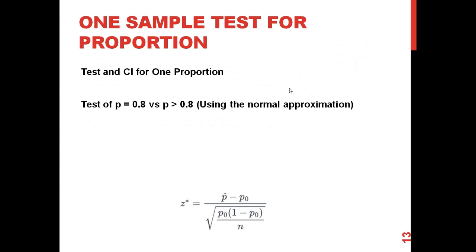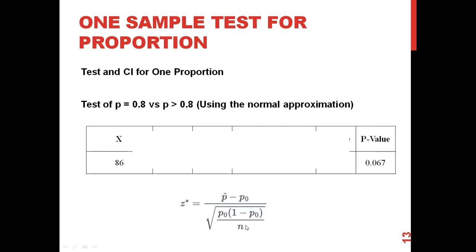So this is how the test statistic looks. P hat minus P naught. P naught is my value of interest, that is 0.8. P hat is the value that we observe, that is 0.86. So we want to check whether this difference, 0.86 minus 0.8, which is 0.06, is significant. So we need to scale it by its standard deviation, the standard error. The formula is the square root of P naught into 1 minus P naught divided by n.